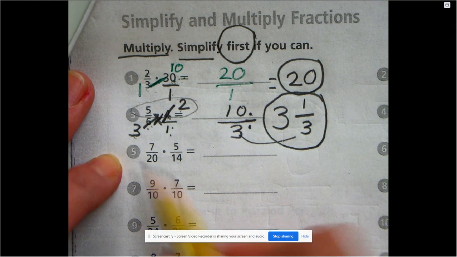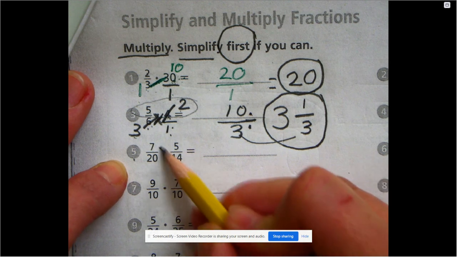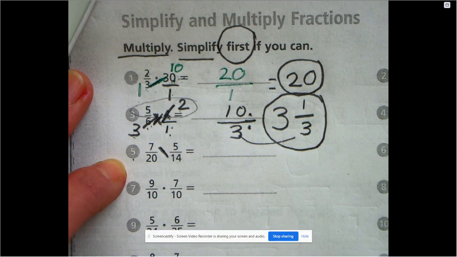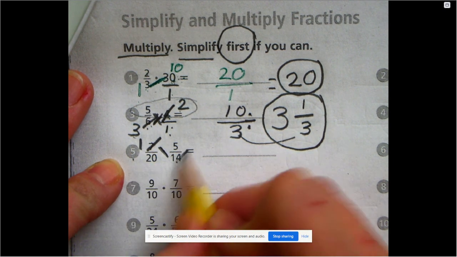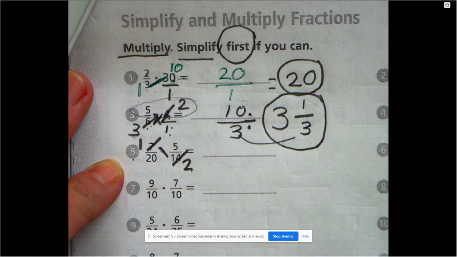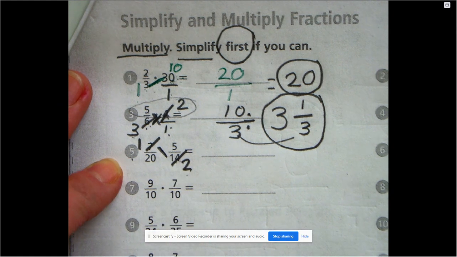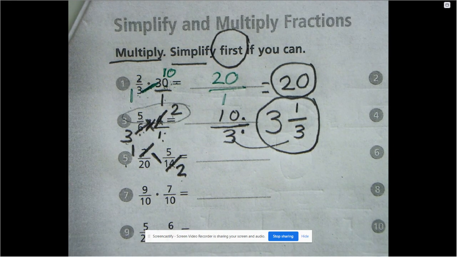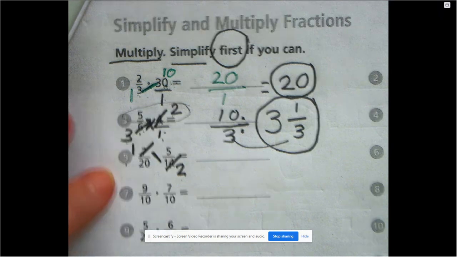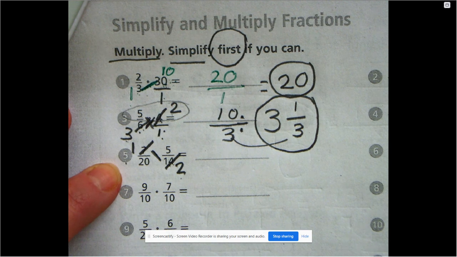Okay. Looking at number 5. What connections do you see between the 7 and the 14? Got it. 7 goes into 7 one time. 7 goes into 14 two times. I would so rather multiply by 2 than 14. Not only am I simplifying within the problem and not having to simplify my answer at the end, but it's also helping me be able to multiply numbers easier and quicker.